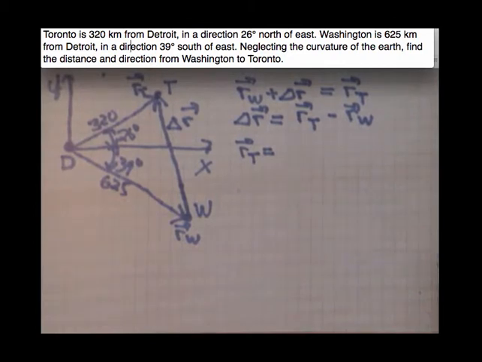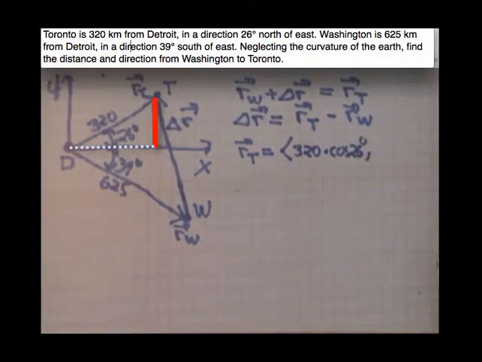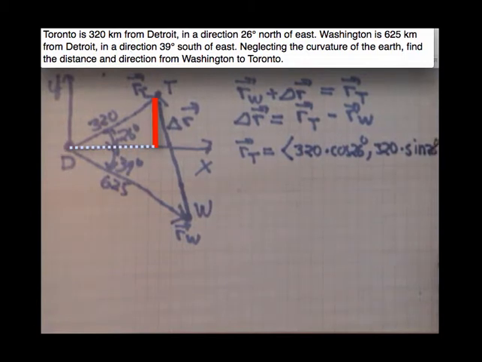So to find the Cartesian representation of the vector RT, I just need to find first the x component, and looking at the above drawing, we see that the x component of the vector RT is given by 320 kilometers times the cosine of 26 degrees. And similarly, the y component of the vector RT is 320 kilometers times the sine of 26 degrees.